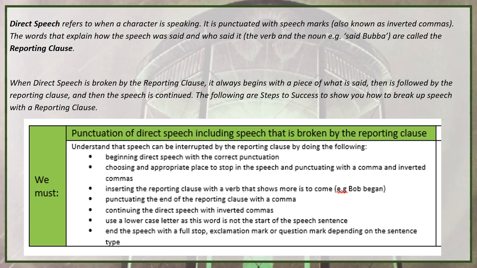Now after the reporting clause, you put a comma, then you continue the direct speech with inverted commas. This time, you don't use a capital letter because the speech is being continued. And then at the end of all of the speech, you end with a full stop, exclamation mark or question mark, and then your inverted commas. So let's have a look at what that looks like.